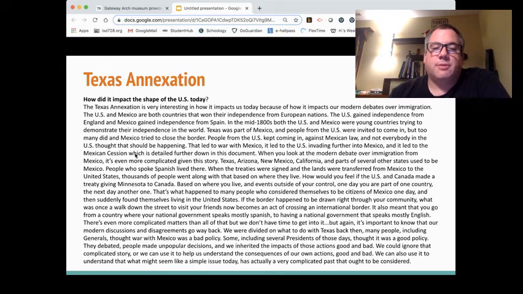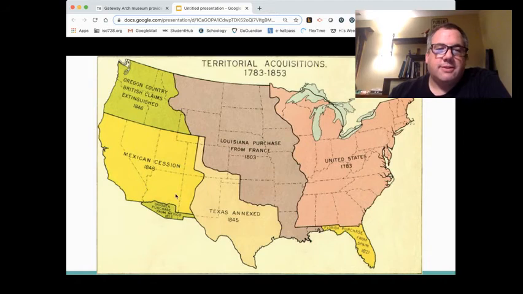And you also did some more research later on in this document. But like I wrote here, when you look at the modern debate over immigration from Mexico, it's more complicated than this story. You can see that Texas, Arizona, New Mexico, California, Nevada, Utah, a lot of Colorado, part of Oklahoma and Kansas, part of even Wyoming, were part of Mexico.